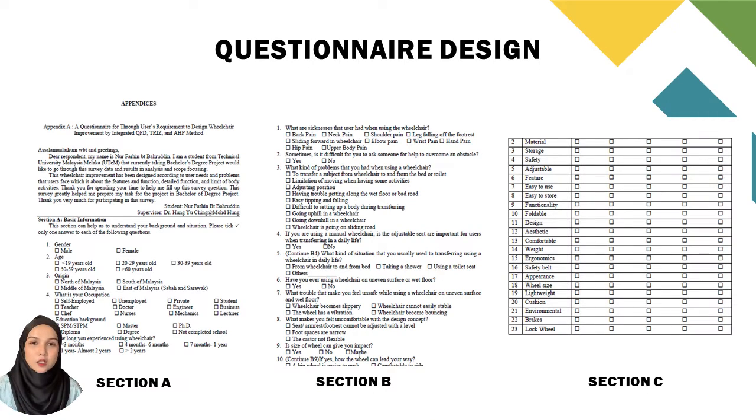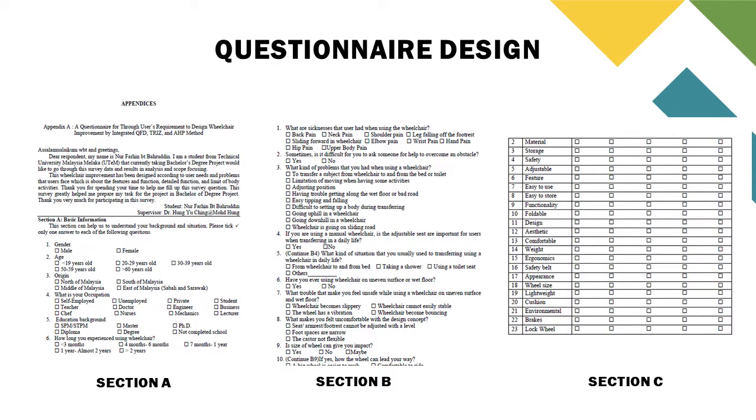So basically, this is the questionnaire design that we created for the questionnaire survey. In section A, there are some basic information questions. The questions are designed to gather basic information such as gender, age, origin, occupation, additional background, user experience using the wheelchair, the sicknesses that require a wheelchair, and some related questions.